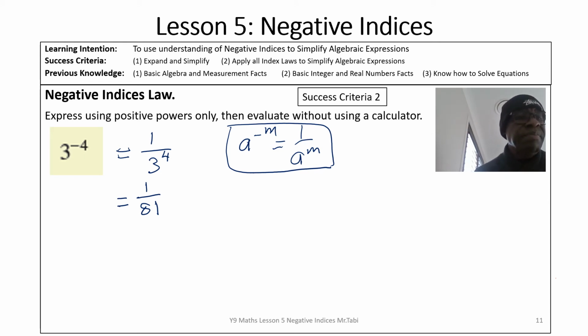So that's what you get. 3 to the power minus 4 is equal to that.